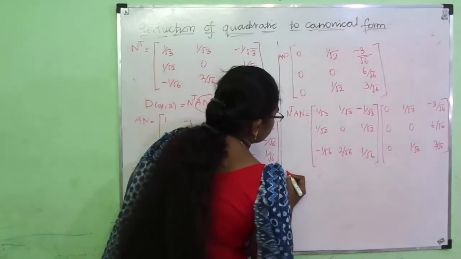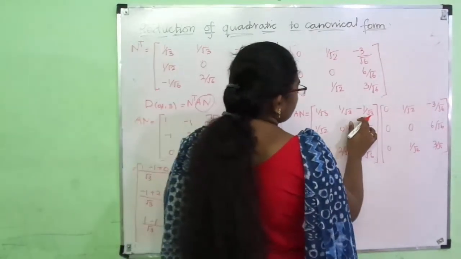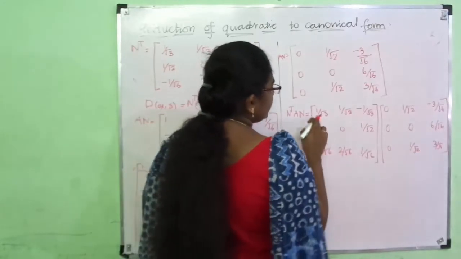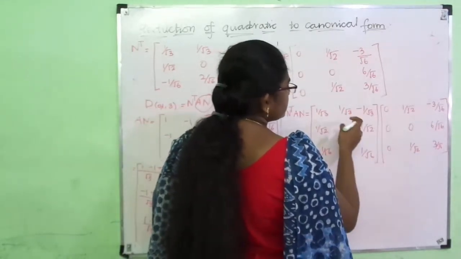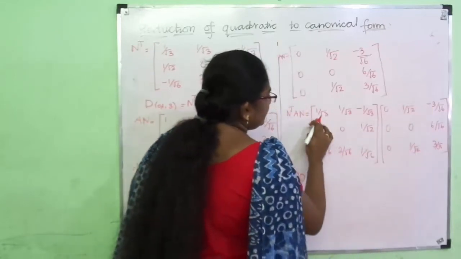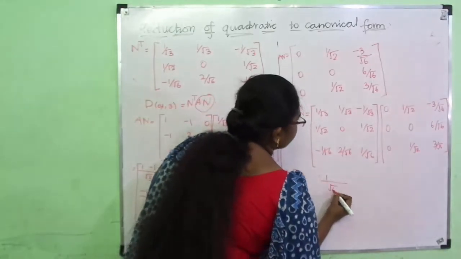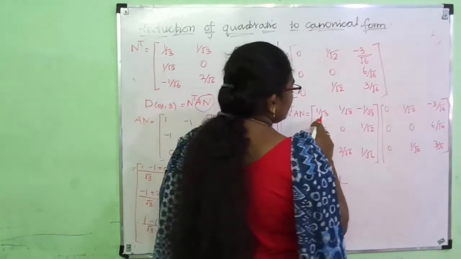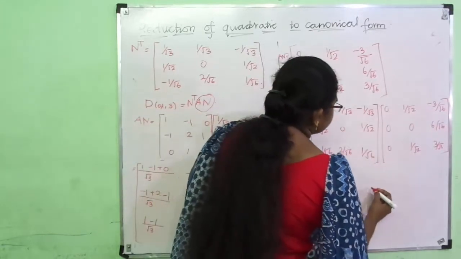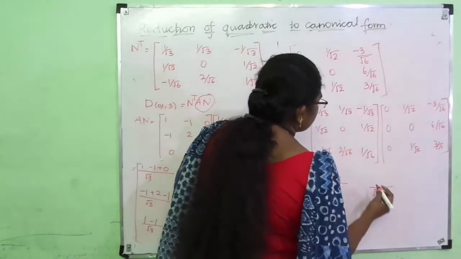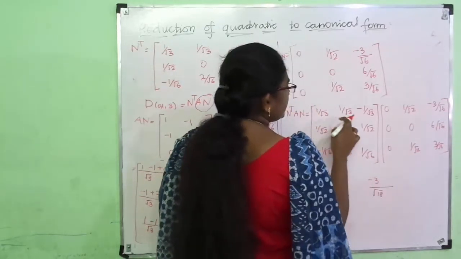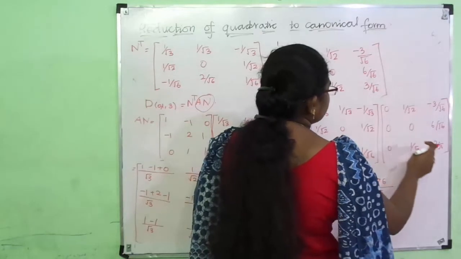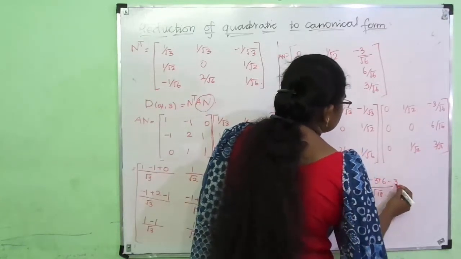Now we are going to multiply these both. First row and the first column. See, all the column is 0, so the first element will also be 0. Multiplying 1 by root 3 into 0 will be 0, and the remaining terms will also be 0. First row into the second column: 1 by root 3 into 1 by root 2 will be 1 by root 6. 1 by root 3 into 0 will be 0. Minus 1 by root 3 into minus 1 by root 2 will be minus 1. First row into the third column: 1 by root 3 into minus 3 by root 6 will be minus 3 by root 18. 1 by root 3 into 6 by root 6 will be 6 by root 18. Minus 1 by root 3 into 3 will be minus 3.